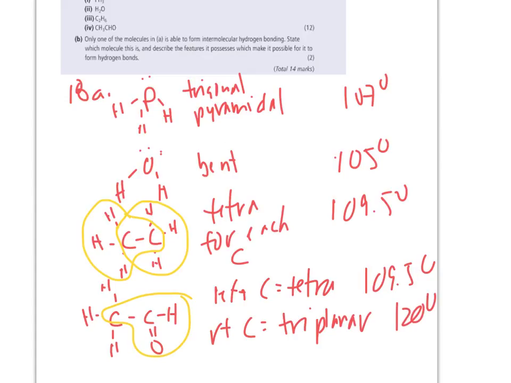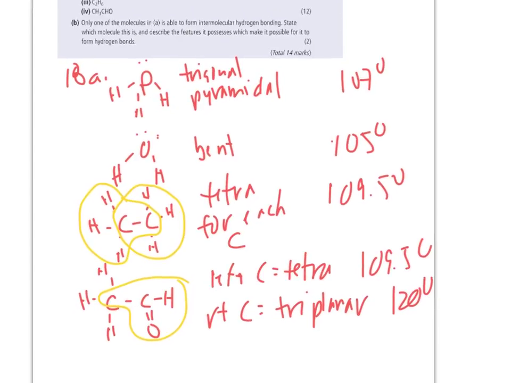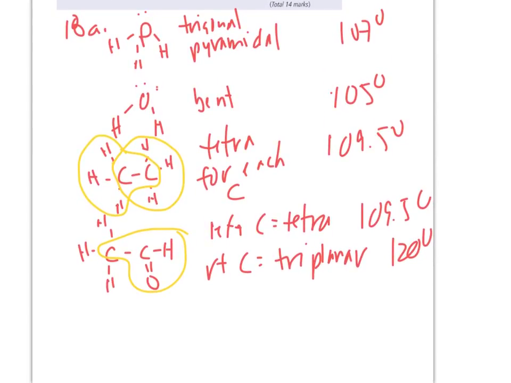And then B wants to know only one of the molecules is able to form intermolecular hydrogen bonding. State which molecule this is and describe the features it possesses which makes it possible. So the only one that can form hydrogen bonding, it has to be hydrogen bonding with fluorine, oxygen, or nitrogen. So the only one is H2O.